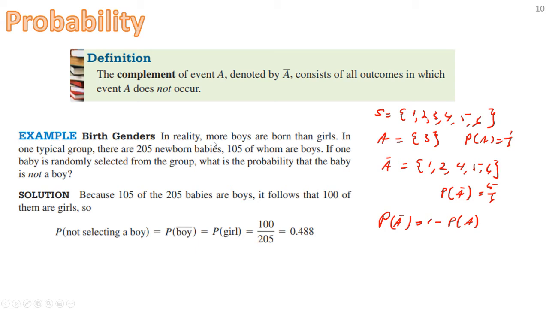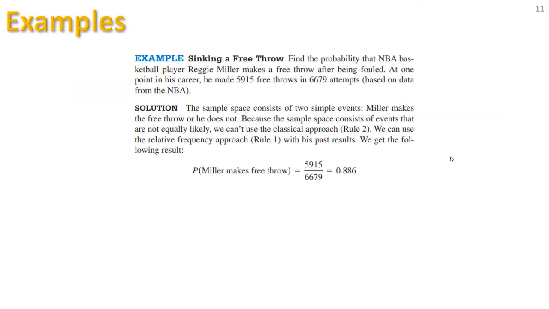Well, if you want to know the probability that the baby is not a boy, one easy way to do that is to simply find the probability that the baby is a girl. And of course, if 105 of the babies were boys, then 100 were girls. So notice this is using the relative frequency approach. So 100 out of 205 is 0.488. Let's now look at some examples.